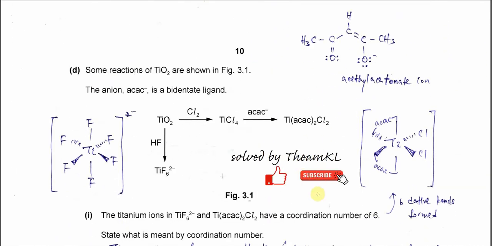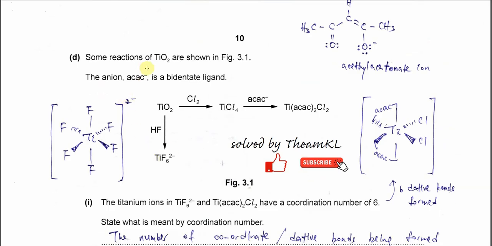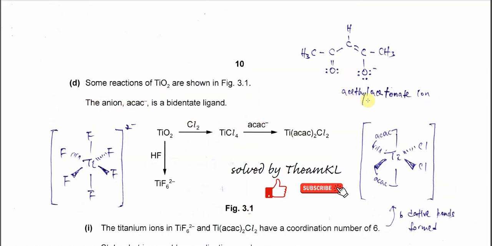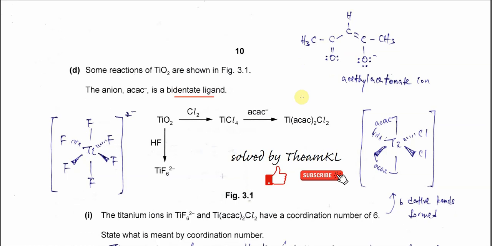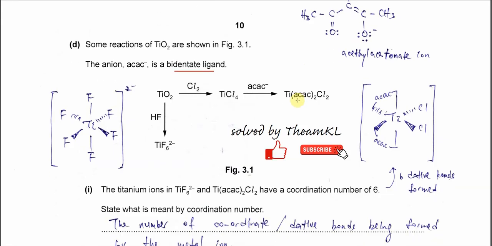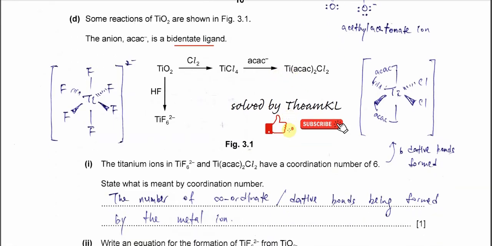Part D. Some reactions of titanium dioxide are shown in this figure 3.1. So these are the reactions. The anion AC negative, in full name we call the acetylacetonate ion. This one, AC, is a bidentate ligand, meaning it has two donor atoms, donating two lone pairs to form two dative bonds with the metal cation. In this case, it is titanium. Now, let's start with part 1.